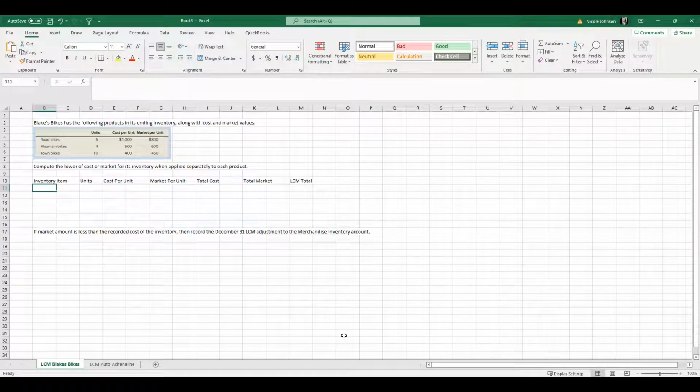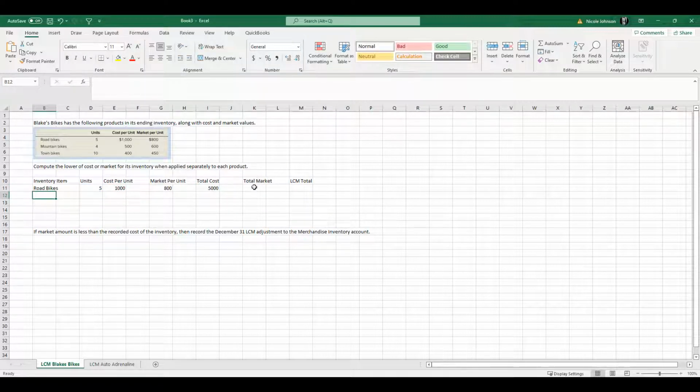Okay, so let's start with the road bikes. We have 5 units that we purchased at $1,000 each. Market per unit is $800. For our total cost, we're going to take the 5 units times the cost. The total market, I'm going to take the total units times the market. So which one's lower, total cost or total market for the road bikes? Well, the lower of cost or market for this one is going to be market. So we're going to put this total over here.